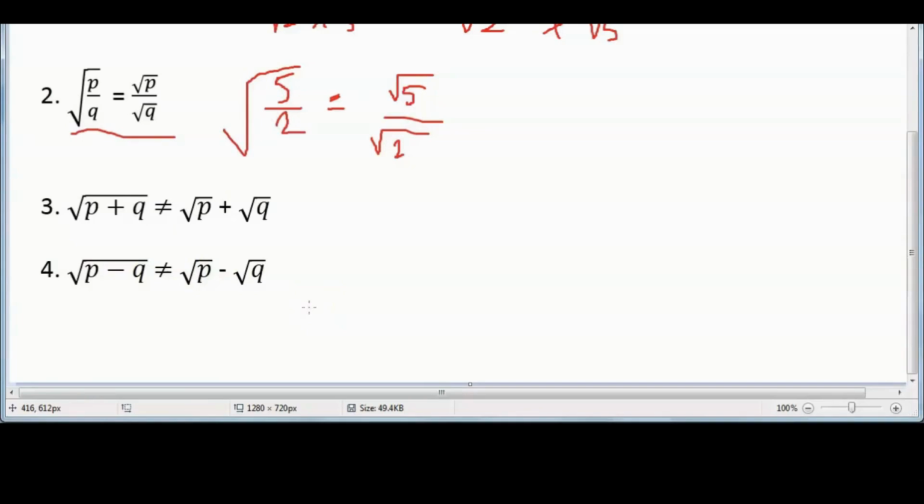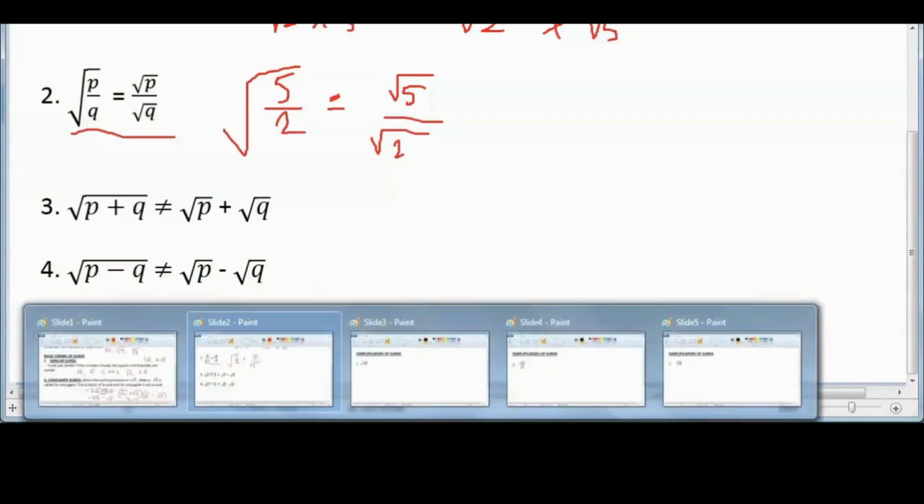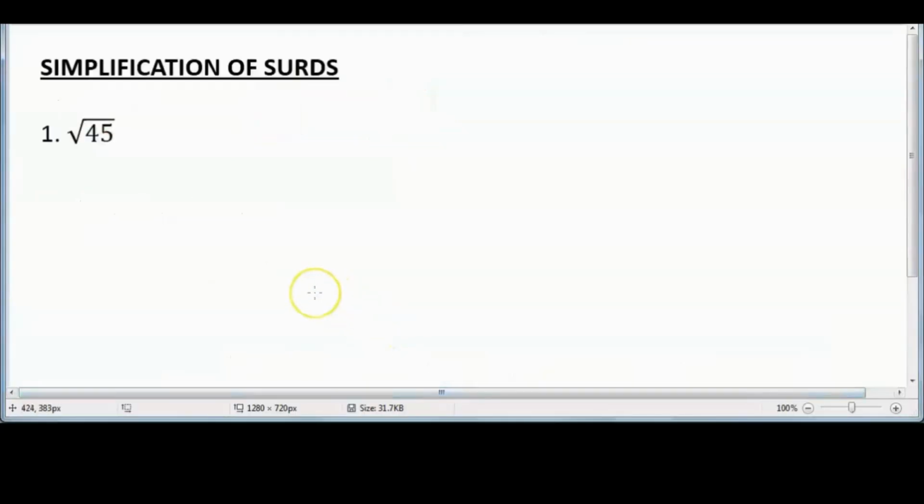Next, we'll look at simplification of surds. Surds can be simplified into their basic forms by using the multiplication and division rules of surds mentioned earlier. If so, then let's try and see how we can simplify root 45.